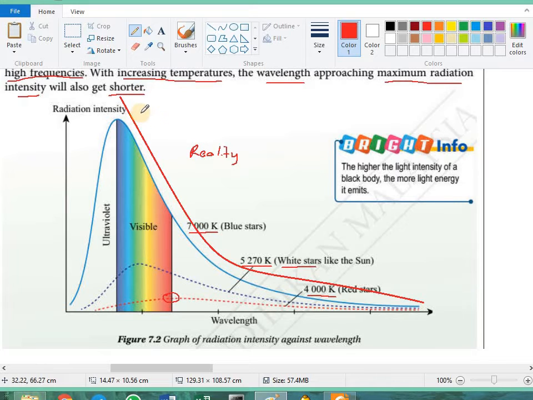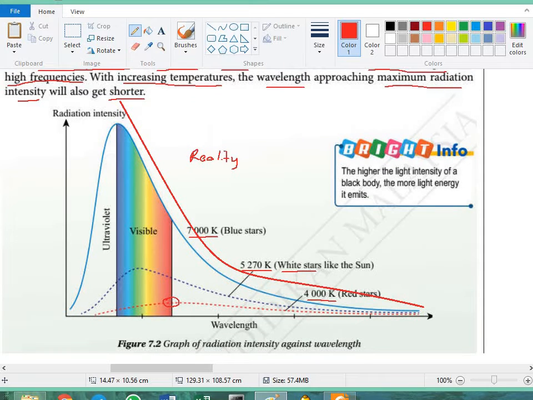So this is impossible, because energy cannot be unlimited. There is a limited amount of energy.